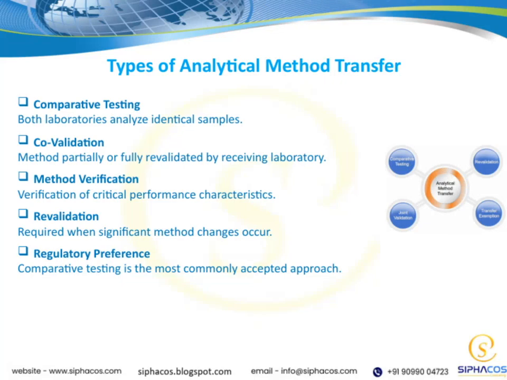When we talk about transferring analytical methods, there are a few key types to keep in mind. First, comparative testing, where both labs analyze the exact same samples to see how results match up. Then, co-validation. This involves partially or fully revalidating the method at the new lab. Method verification focuses on confirming critical performance aspects. Revalidation happens when major changes to the method occur. And it's important to know that regulatory bodies usually prefer comparative testing as the go-to approach.